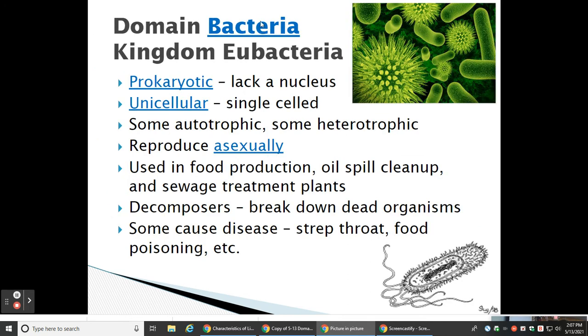In domain bacteria, there is the kingdom Eubacteria. These are prokaryotic cells. They lack a nucleus. They're unicellular, single-celled. Some are autotrophic, some are heterotrophic. They reproduce sexually. They're used in food production, oil spill cleanup, sewage treatment plants. Decomposers break down dead organisms. Some cause disease like strep throat, food poisoning, etc.